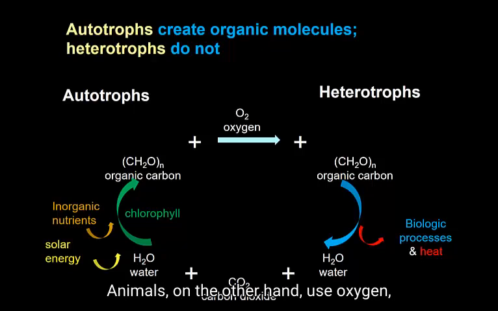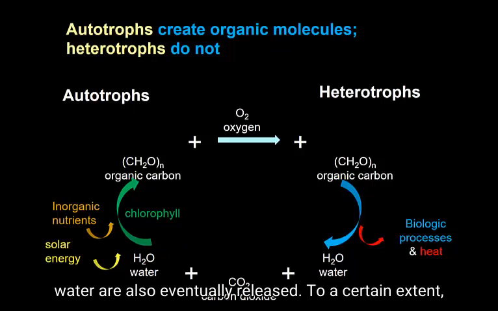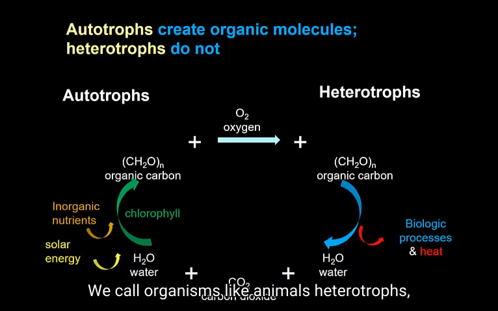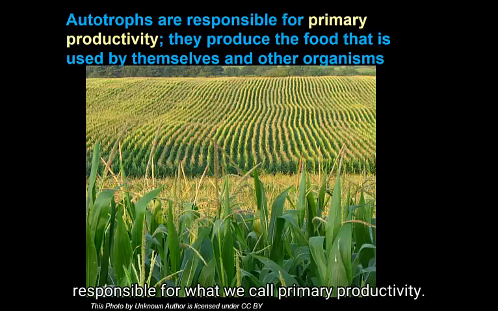Animals, on the other hand, use oxygen, a byproduct of photosynthesis, to break the organic carbon molecule apart. They use the energy released, and carbon dioxide and water are also eventually released. To a certain extent, that's what's happening when you exhale. We call organisms like animals heterotrophs, meaning other feeding. Autotrophs are responsible for what we call primary productivity.